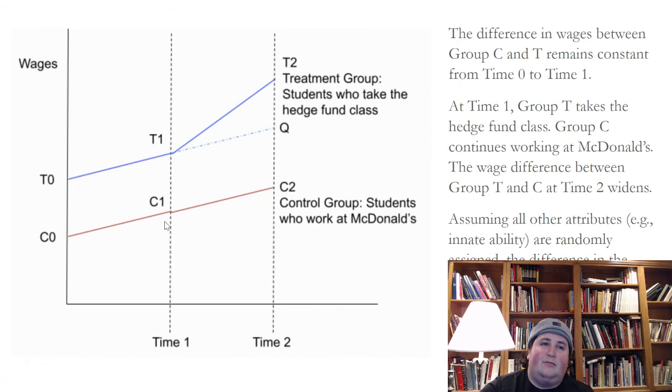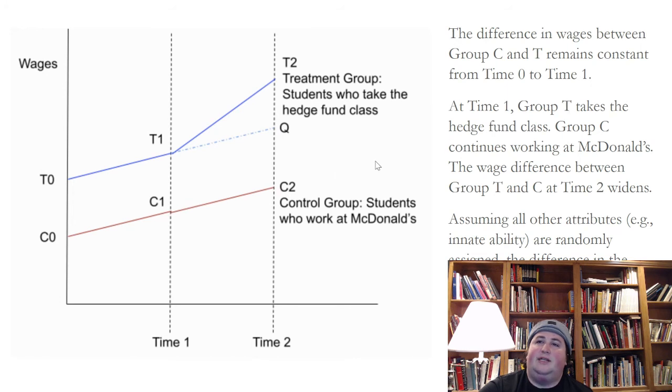And with the random assignment, the students should be. And so you can see here they appear to be on the same path at time equals 1. That's when the class is given, and then the students who, let's say, on average the average high school students probably work at McDonald's, and then the treatment group takes the hedge fund class, and then we would look at their income post treatment. And then you can see here the difference in wages between group C and T. So this is group C, the control group, and T remains constant from time 0 to time 1.